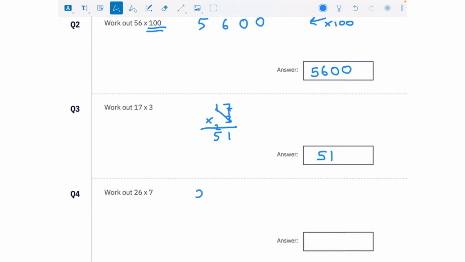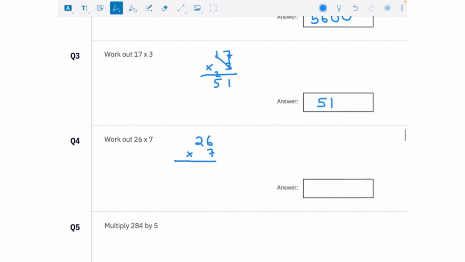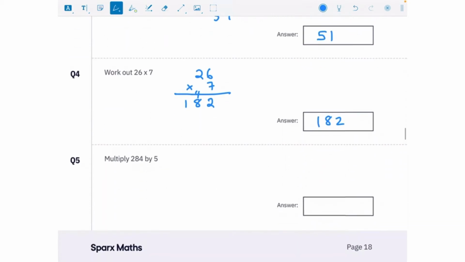So 26 times 7. 7 times 6 is 42. So 7 times 6, 42, 2 there, carry the 4. And 7 times 2 is 14, add that 4 is 18. So 182.